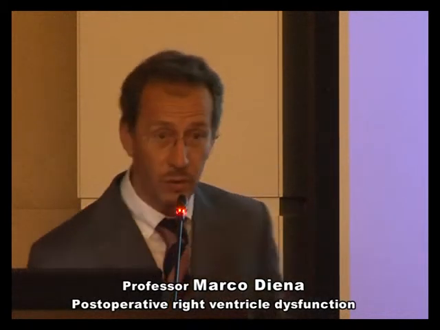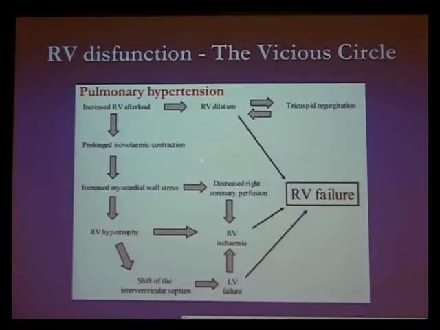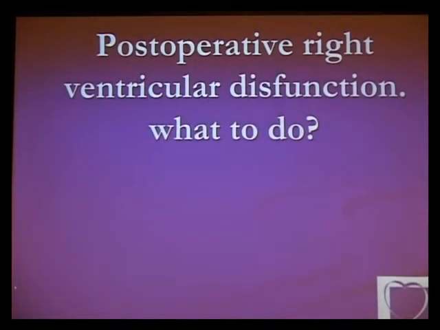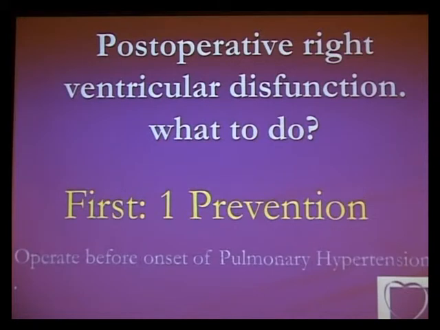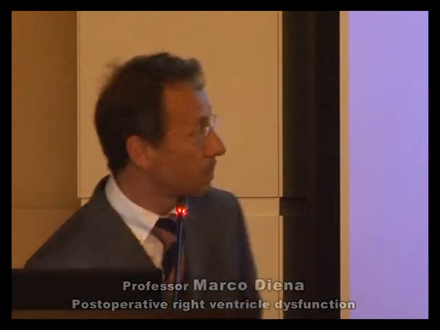But the main reason for postoperative right ventricular dysfunction is RV afterload. That means pulmonary hypertension. How can we avoid it? What should we do to avoid right ventricular dysfunction in the postoperative period? First, to prevent. How can we prevent? That means operate before the onset of pulmonary hypertension. We have this very important paper.